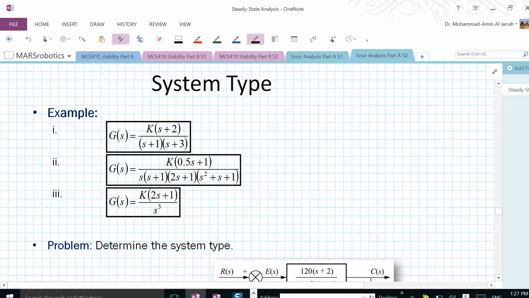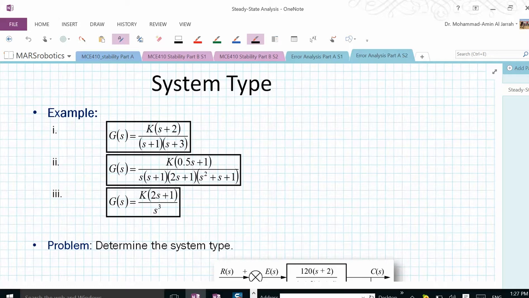Let me ask you, what is the system type for the first system here? Type zero. I cannot factor out s, so there is no pole at the origin, right?